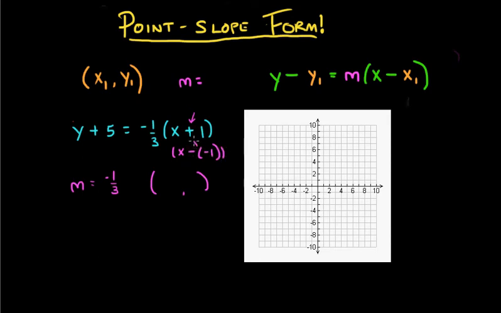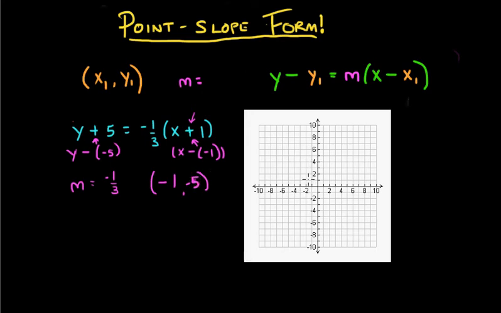Minus a negative turns into a plus. So they must have plugged in a -1 for the x value. This is true over here as well. If this is supposed to be y minus the y value, then they must have plugged in a -5 in order to make that a plus, because a minus a negative is a plus. So the y value must be -5.